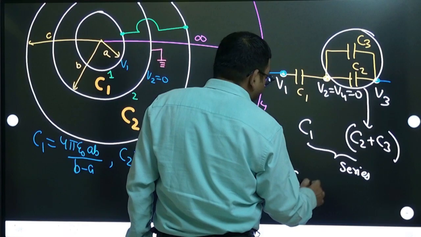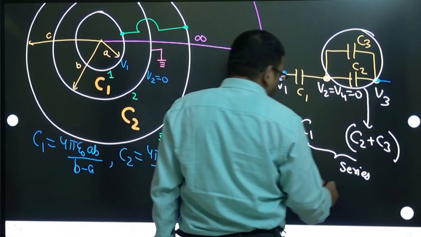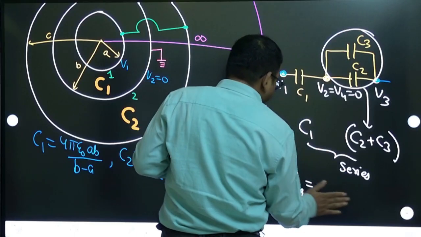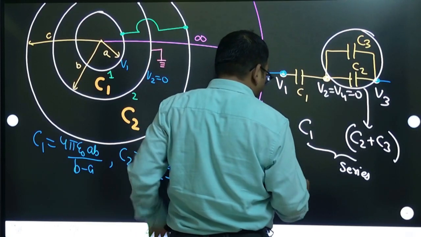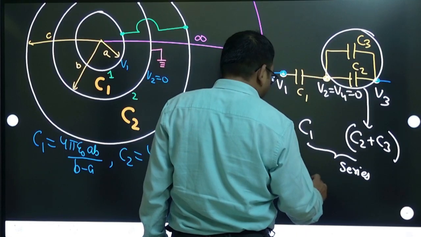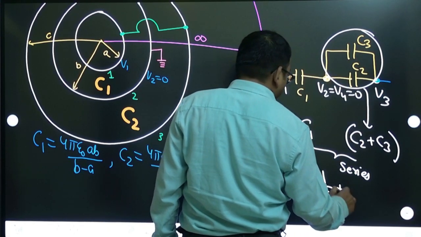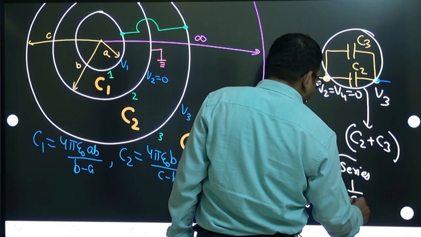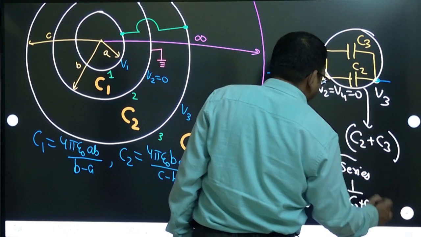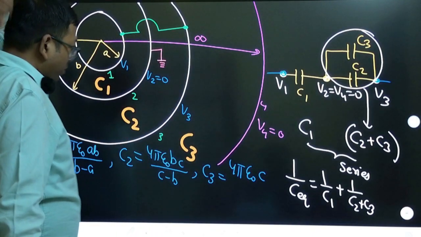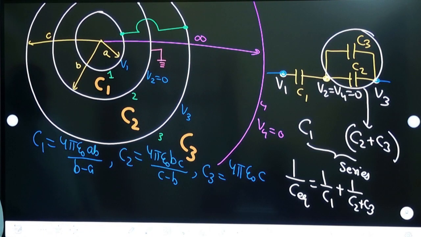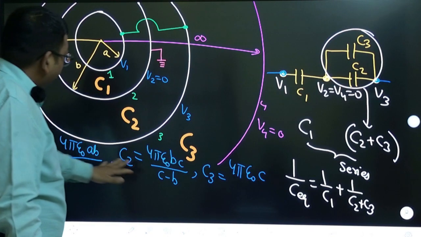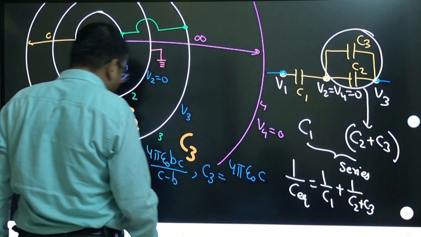Okay. So now you find C equivalent. C equivalent will be, or 1 by C equivalent you can calculate. 1 by C equivalent is 1 by C1 plus 1 by (C2 plus C3). Correct? Like this you calculate. Now we know this value C1, C2, C3. Now let us substitute and calculate.